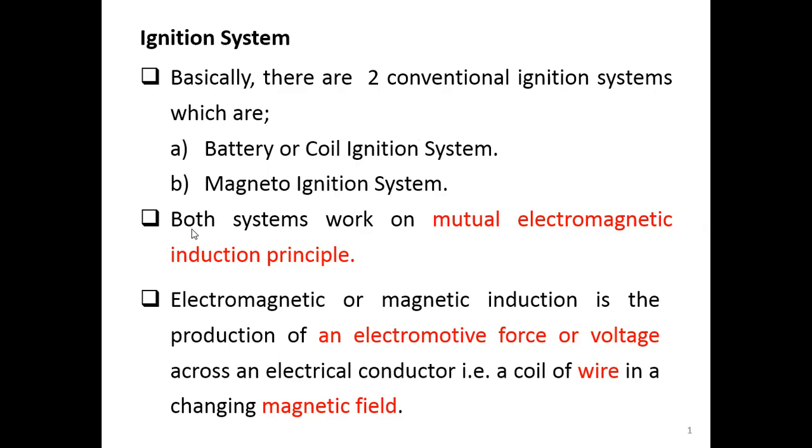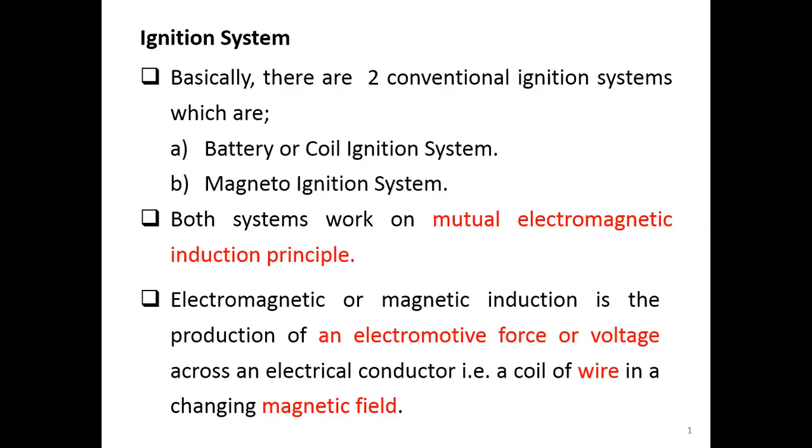Both systems, no matter if it is the battery or coil ignition system or the magneto ignition system, will work on the mutual electromagnetic induction principle. What does this mean here? Electromagnetic induction is the work between the electrical conductors and the magnetics in order to induce the current. And so the current will happen because these two work together.